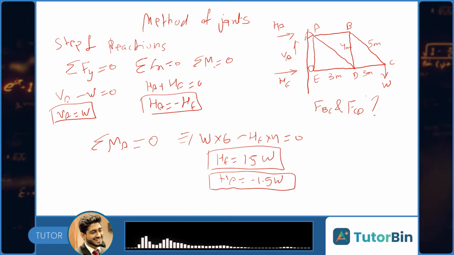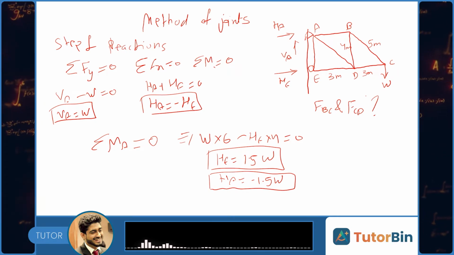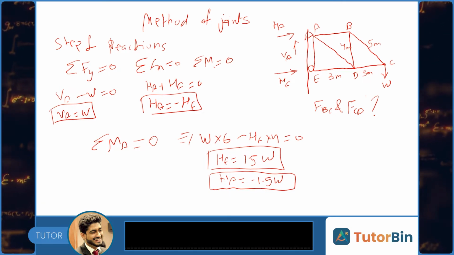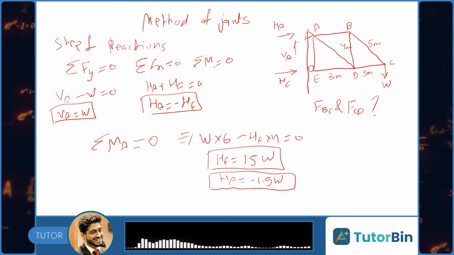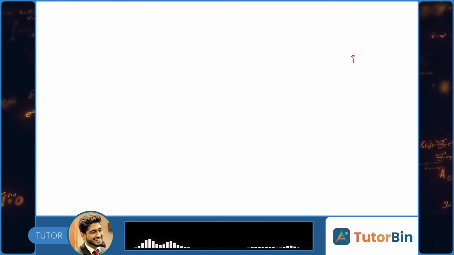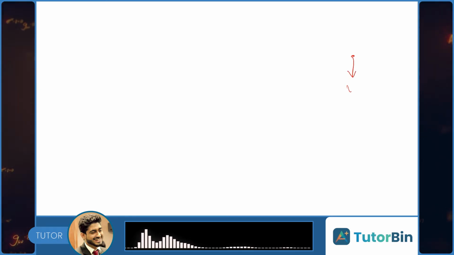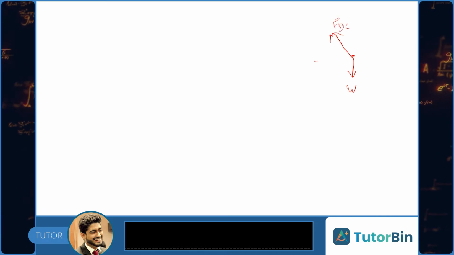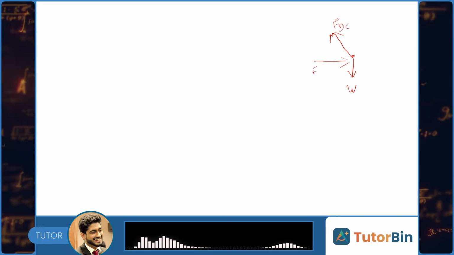Now we need to find out forces FBC and FCD. So we will take equilibrium of this point C by drawing FBD of joint C. This is point C. Here a W in downward direction. This is FBC and this force FCD.